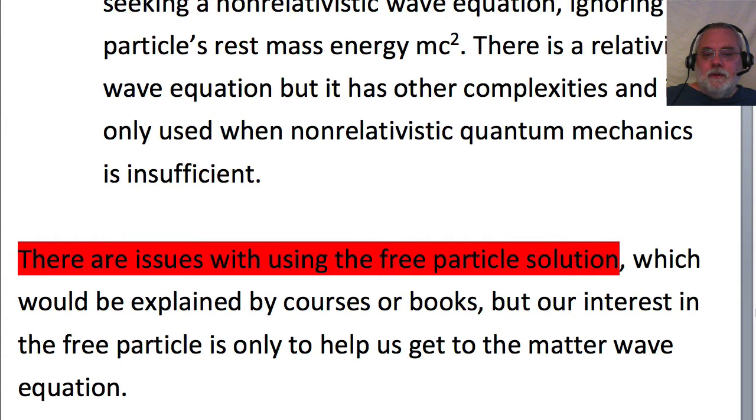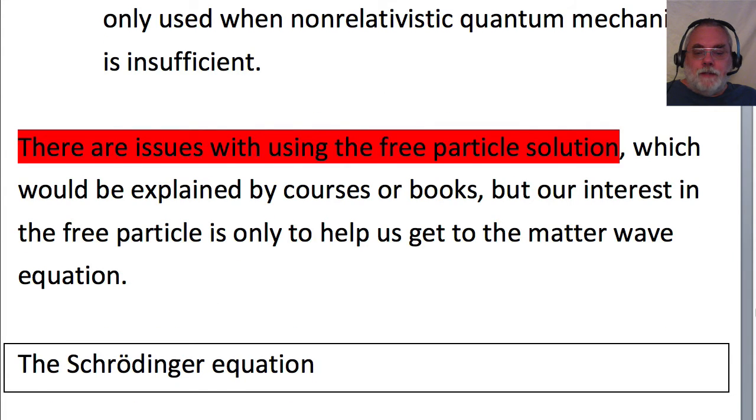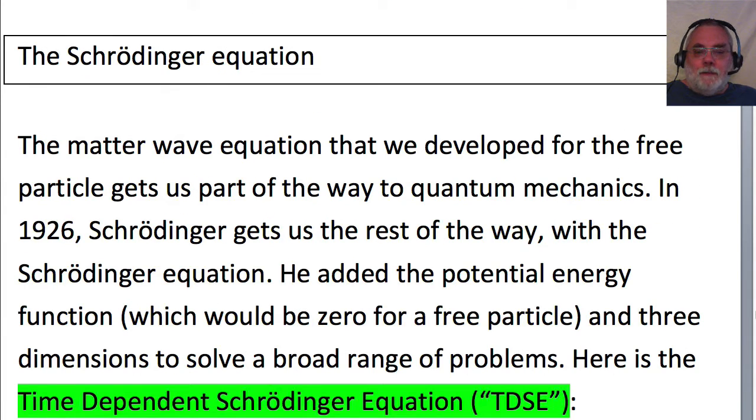Now, there are issues with using the free particle solution, which would be explained by courses and books, but our interest in the free particle was only to help get us to this matter wave equation, to get us to this point, the Schrödinger equation. The matter wave equation that we developed for the free particle gets us part of the way to quantum mechanics. In 1926, Schrödinger gets us the rest of the way with the Schrödinger equation. He added the potential energy function, which would be 0 for a free particle, and 3 dimensions to solve a broad range of problems.